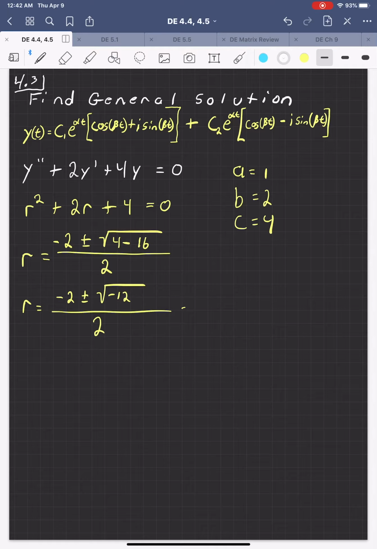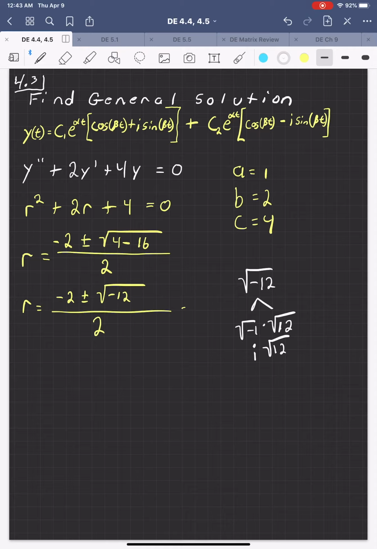So if you have the square root of negative 12, clearly you can rewrite that as the square root of negative 1 multiplied by the square root of positive 12. And we have defined the square root of negative 1 to be i. So this is i square root of 12.